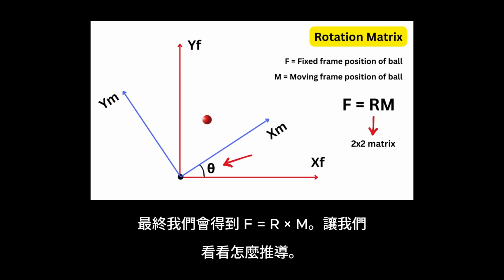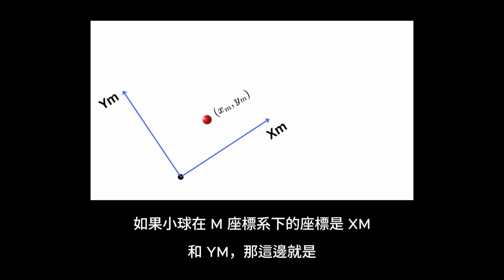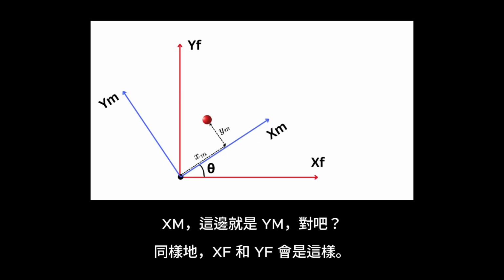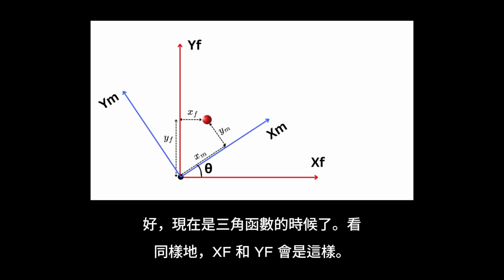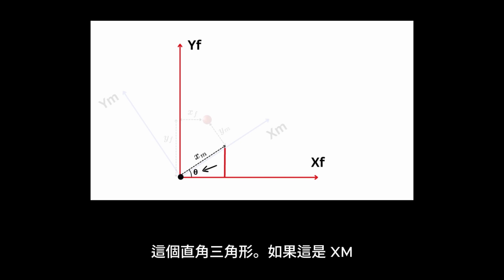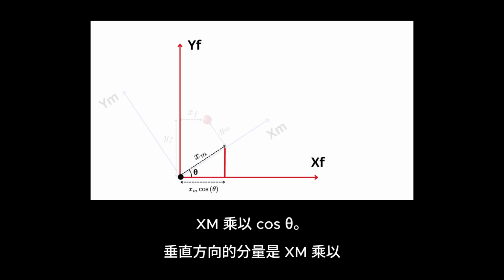Let us see how. If the coordinates of the ball are XM and YM in the M frame, then this will be XM and this will be YM, right? Also XF and YF will be this. Okay, now it's trigonometry time. Look at this right triangle. If this is XM and this is angle theta, then the horizontal contribution from the XM is XM multiplied by cosine theta, and the vertical contribution is XM sine theta.